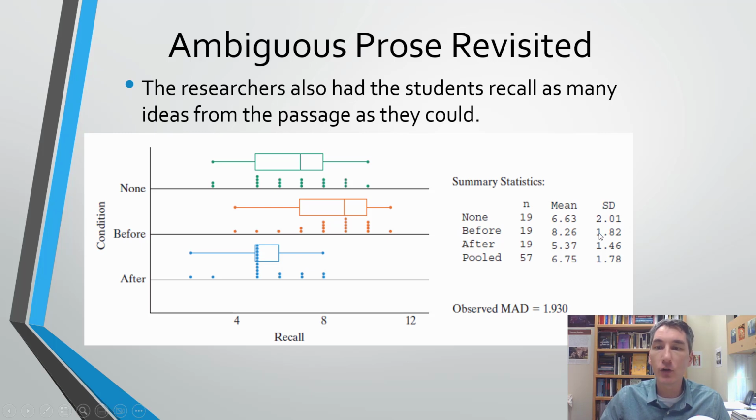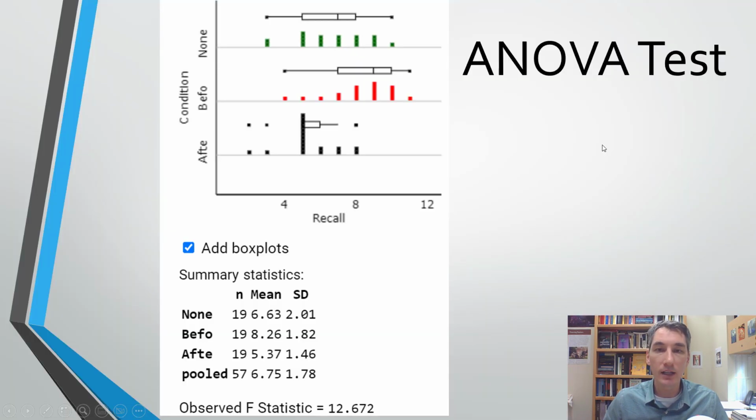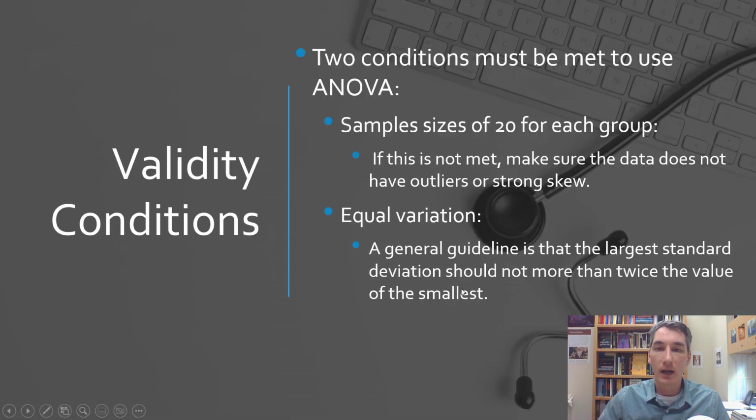If there was too much difference in the spreads, that could be a problem. The idea here is that we want the standard deviations to be similar to each other. One guideline is that the largest one is no more than twice the smallest one. So if the smallest standard deviation is 2, the largest should be 4 or less. If the smallest was 3 and the largest was 10, that's a problem because you've got too much difference in the variation.